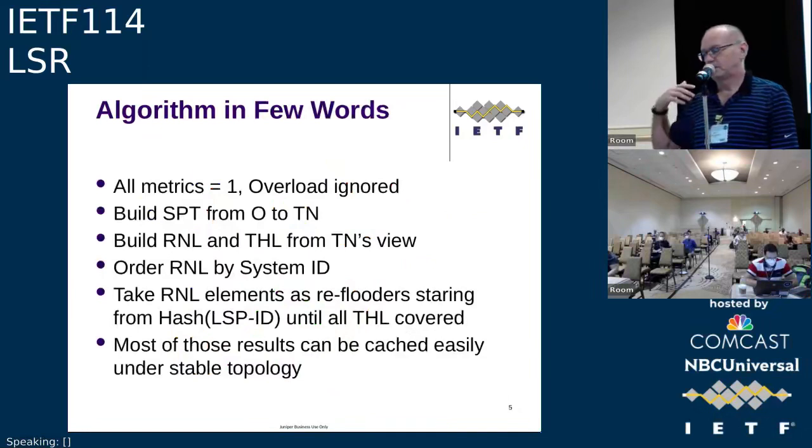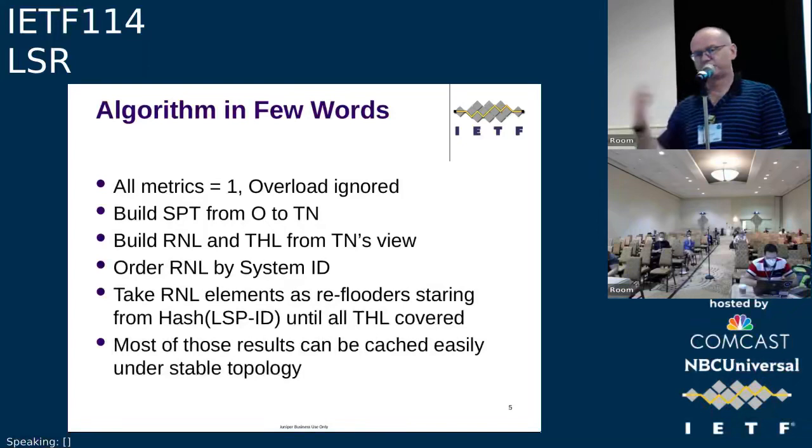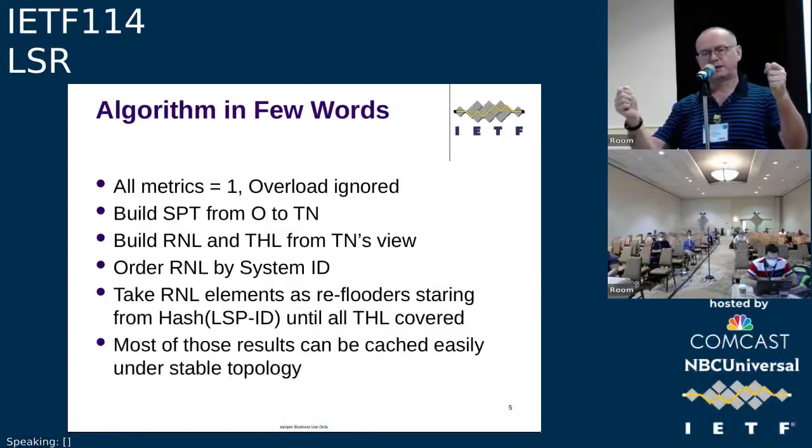So you assume all metrics are 1 on the graph. Overload is, of course, ignored because you flood on overload. Then you build the shortest path tree from the originator to the transmitting node, right? And then you build the RNL and THL, this one hop and the two hop, from the view of the transmitting neighbor towards you, okay? Then you take the one hop list from the transmitting neighbor on which you are, and you order it based on system ID. Everybody does that, and here comes the delicate trick that you didn't see in the picture.